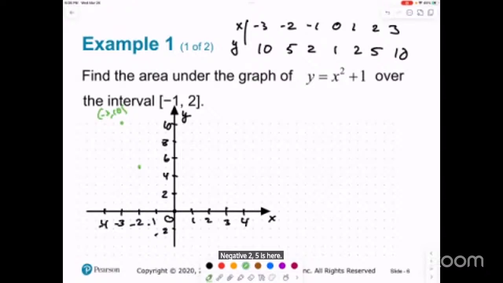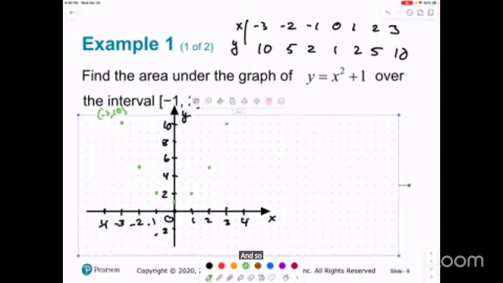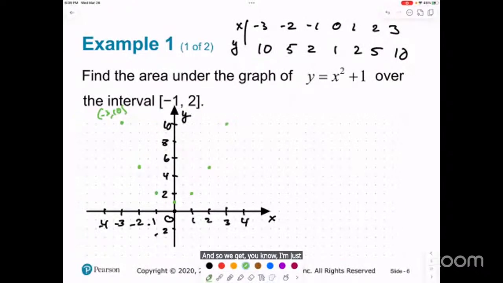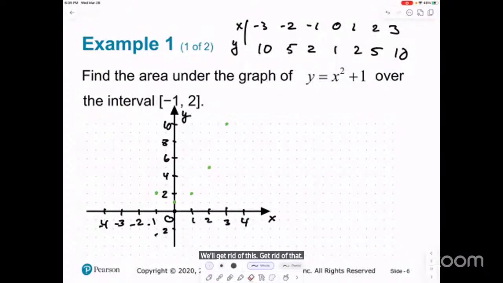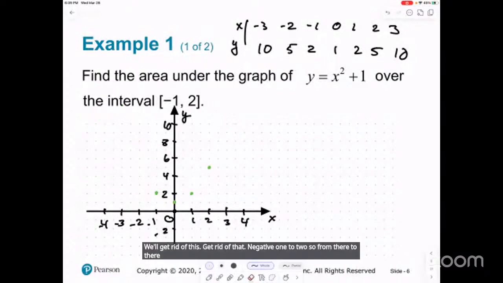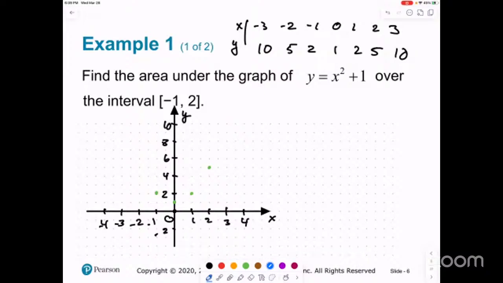2, and then 1, and then the symmetry. Okay. And so we get, I'm just over from -1 to 2. So from -1 to 2, let's get rid of the extra stuff here. Get rid of this, get rid of that. -1 to 2, so from there to there. We're getting something basically like this.